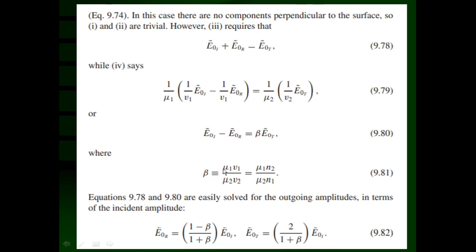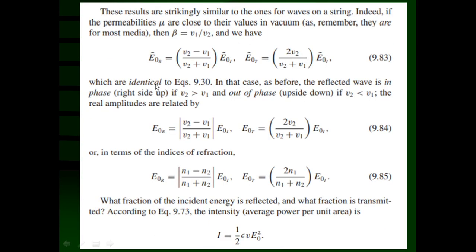We know that for most media, mu1 is approximately equal to mu2, because mu and mu0 are not going to change for most media, they are going to be equivalent. So we can write that mu1 is approximately equal to mu2, and that means they can be cancelled out, and that means beta is equal to V1 upon V2, or we can say n2 upon n1, and that can be substituted here, and we can obtain this equation in another form.